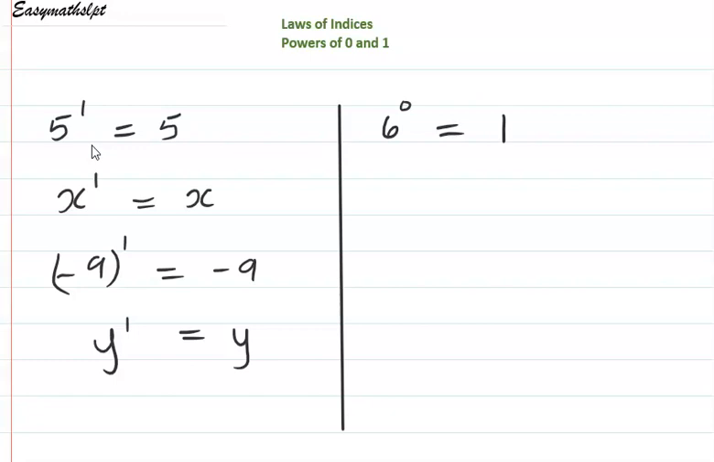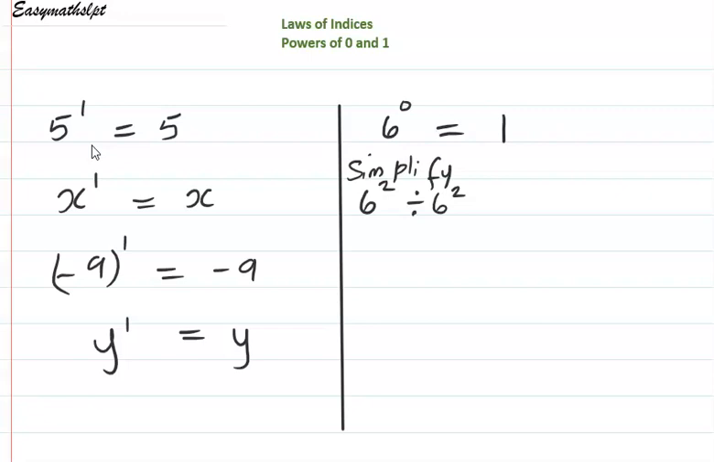But you may be asking, why? Let's use the Division Law of Indices to prove this. You can watch my video on Division Law of Exponents if you need more practice with this law. So let's take, for example, 6 squared divided by 6 squared. And we're asked to simplify this.